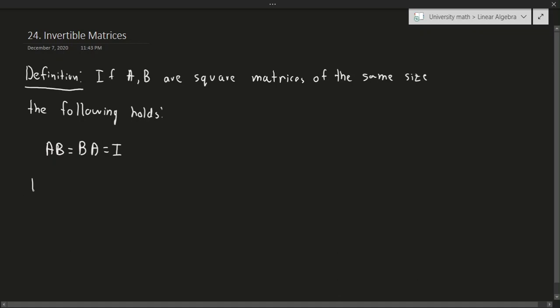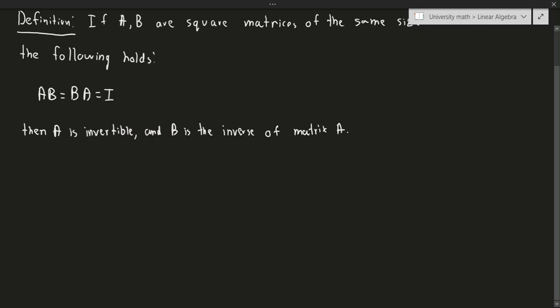Let me clarify that. Then A is invertible, and B is the inverse of matrix A. If this isn't true, so if no such B matrix can be found, then A is called a singular matrix. Let me write that down. If no such B can be found, A is a singular matrix.